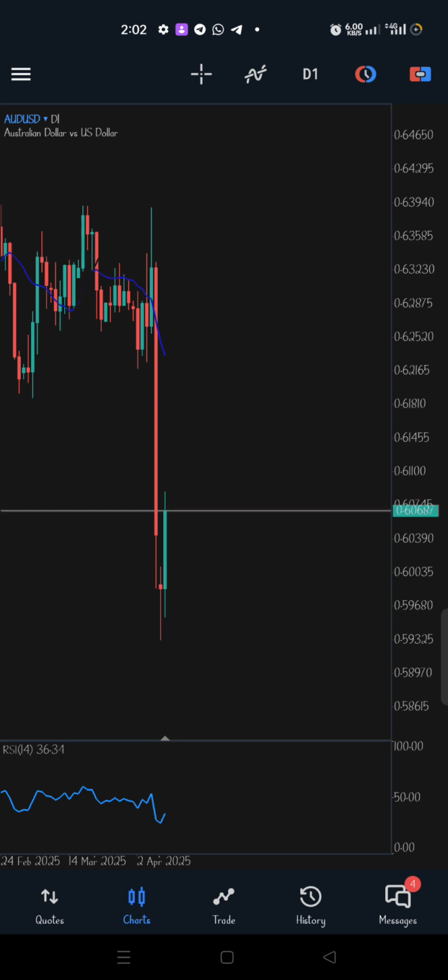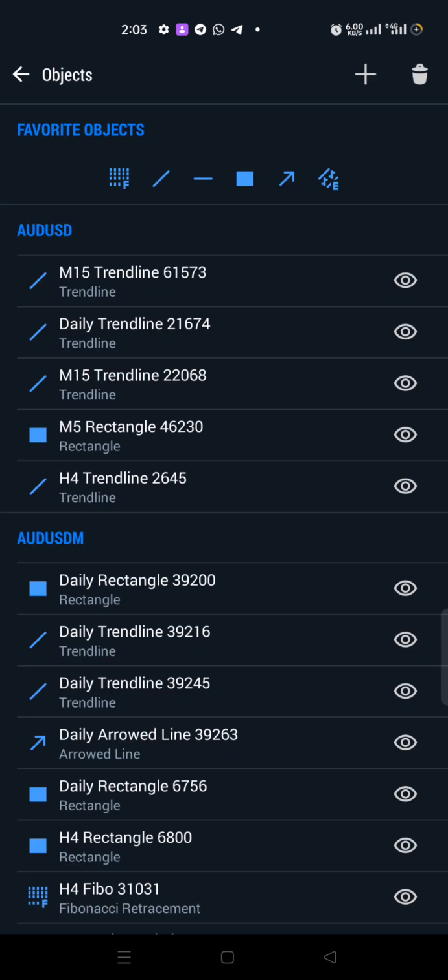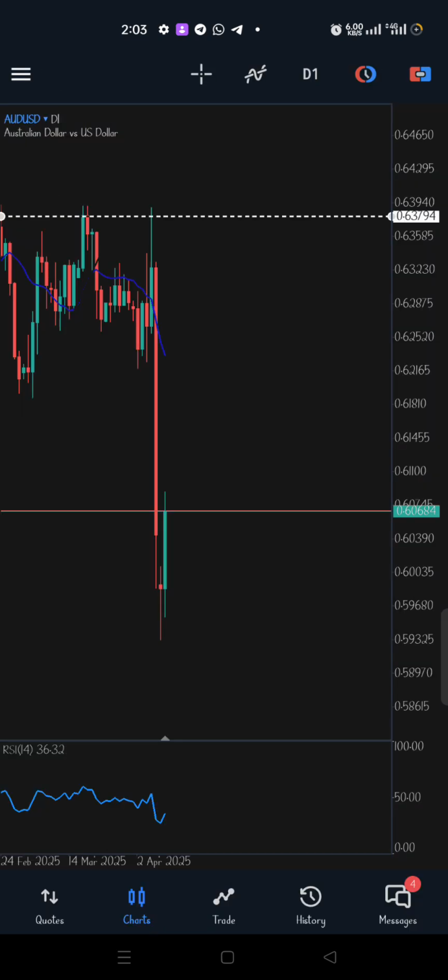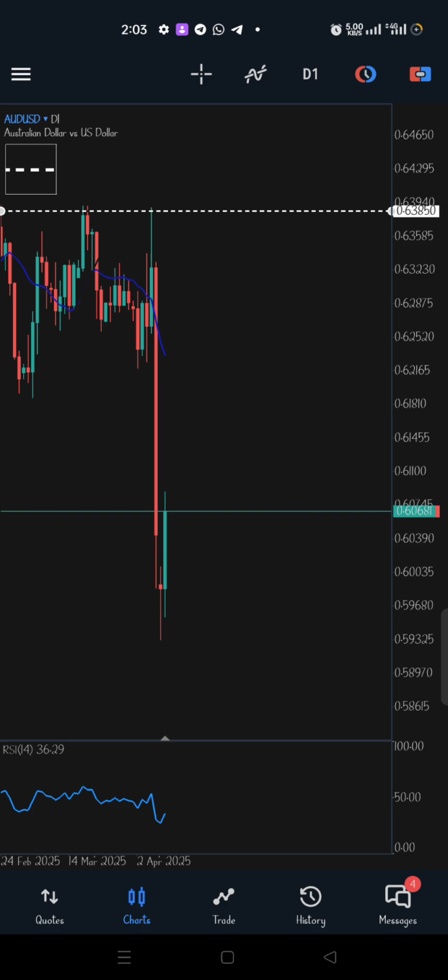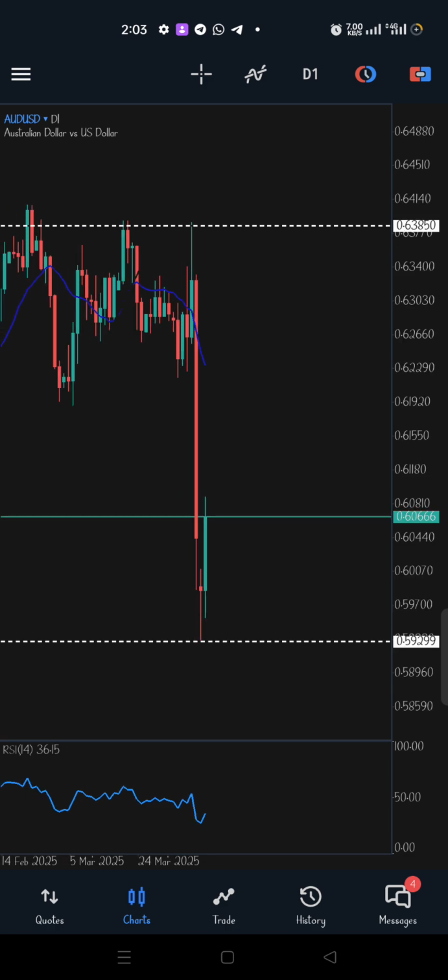And how do you go about it? You start by identifying the previous high and the previous low, the highest and the lowest point that was formed on the daily time frame. Now let's identify the high. This is the recent highest point on daily. Let's also identify the low. This is the lowest point that price has reached on the daily time frame based on this particular active chart. That's all you just need to do.